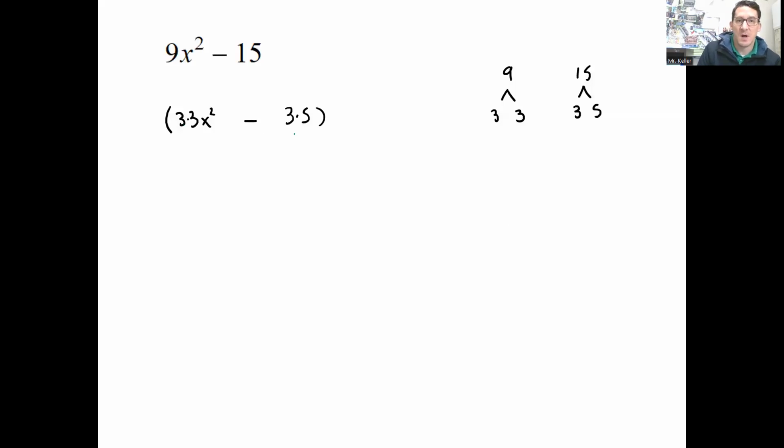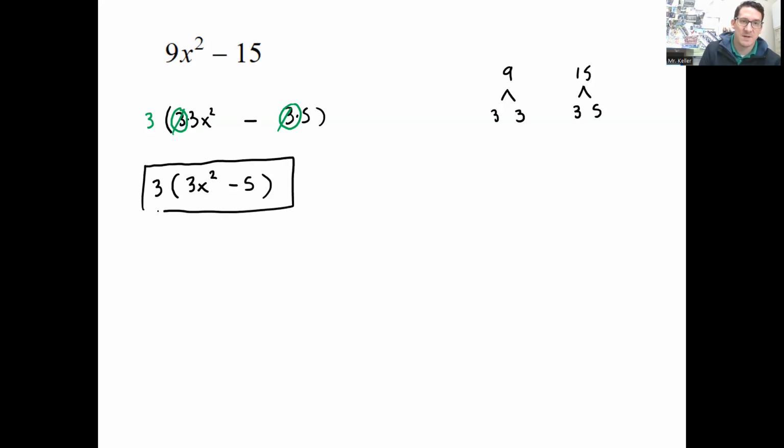So basically, what are the numbers that both terms have in common? In this case, they share a 3. Now, this one has another 3, but this term only has one, so we only circle ones that they have in common. For everything they have in common, one of those goes on the outside, and then we're going to cross these out. Since they no longer have anything in common, I'm going to rewrite my polynomial. There's going to be a 3 on the outside, and then 3x squared minus 5 on the inside of parentheses. And here is that polynomial in its factored form.